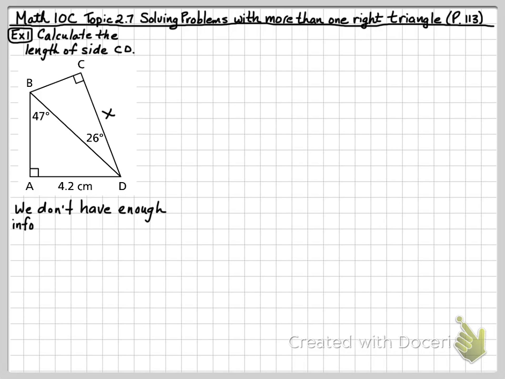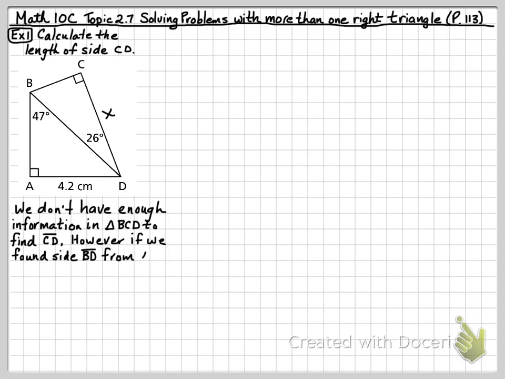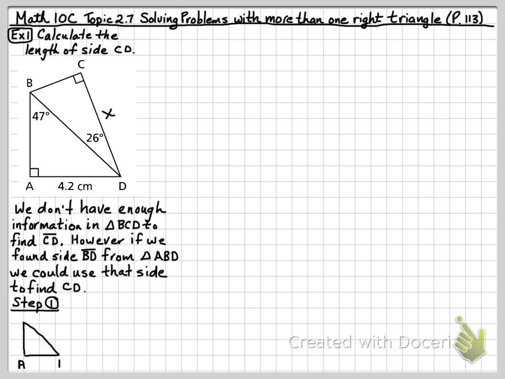Here we don't have enough information in triangle BCD to find length CD. However, if we found side BD from triangle ABD, we could use that side to find the length of CD. Step 1 is the bottom triangle. Let's draw that. Here we have A, we have D, and we have B. The bottom's 4.2, the top angle's 47. We need to find A, the length of side A.